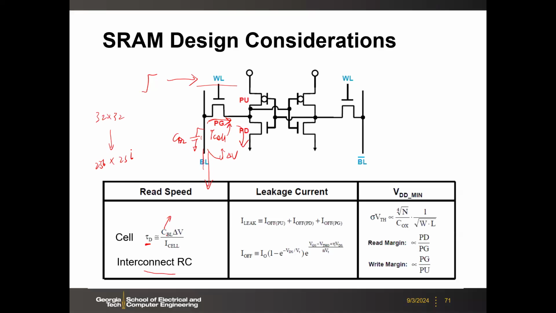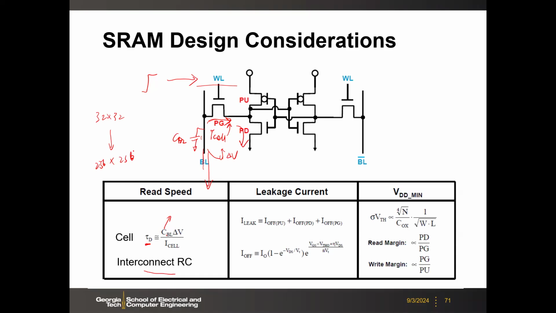This is uncommon to see SRAM with such large size, because for that like 1000 by 1000 array, the interconnect RC will be too significant. The SRAM will be too slow in that case. So the typical range for the SRAM is like in this range. Okay, so just keep this in mind.